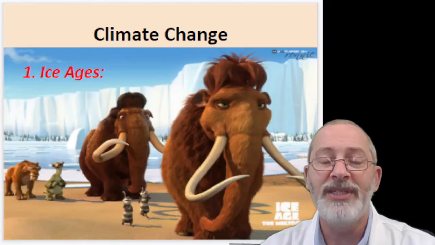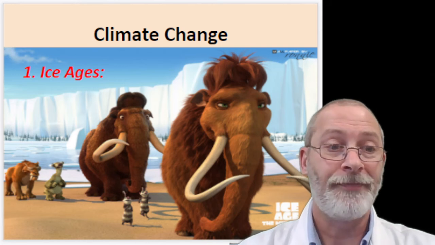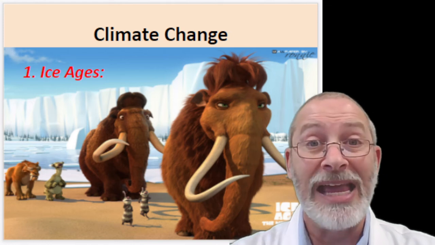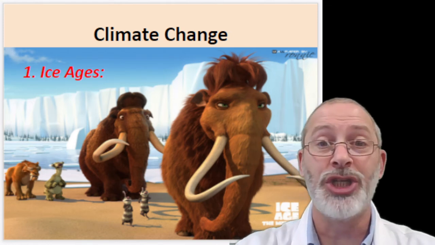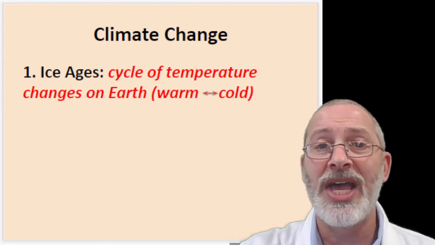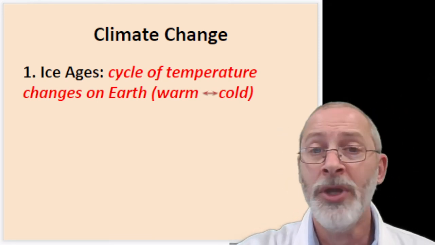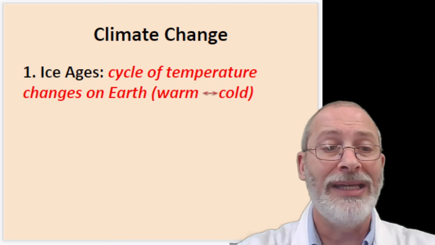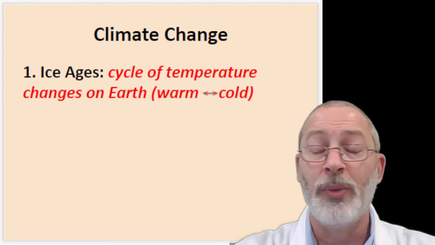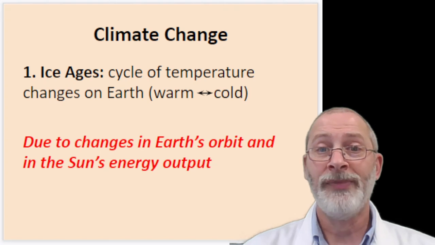Now, we're going to finish up today by talking a little bit more about climate change. As you know, Earth has experienced a number of ice ages over the course of geologic history, and ice ages can be described as the cycle of temperature changes on Earth from warm to cold and back to warm again. Right now, we are certainly in an interglacial period because it is warm right now relative to the last ice age.